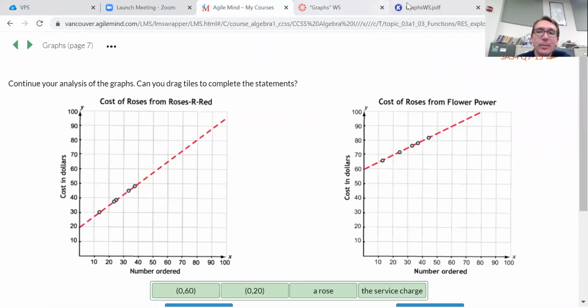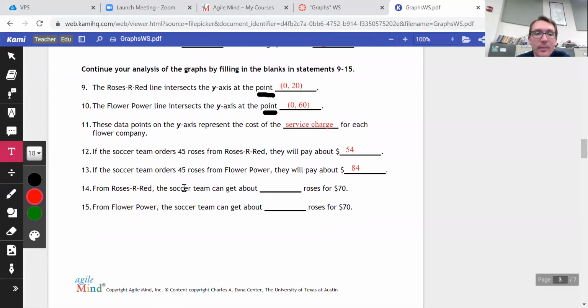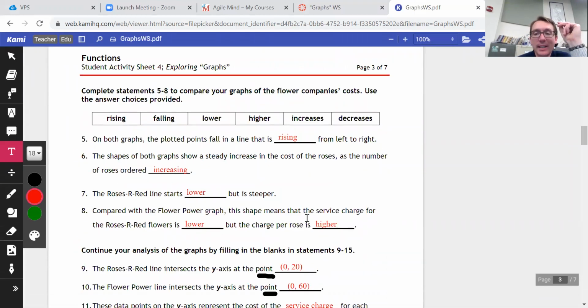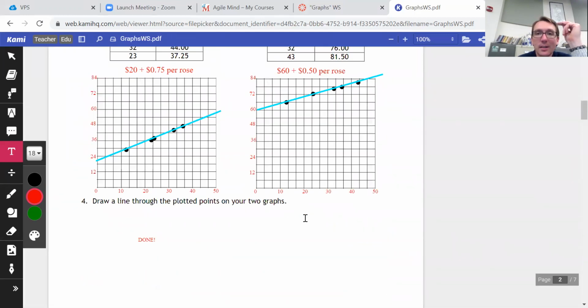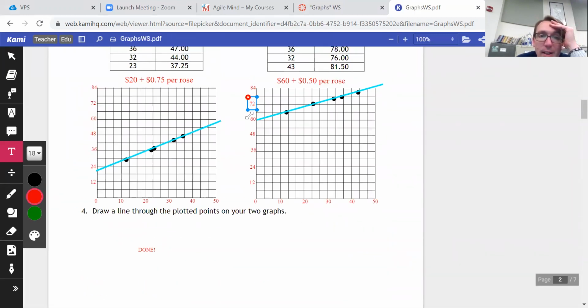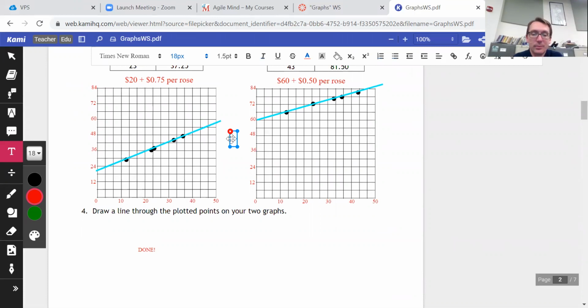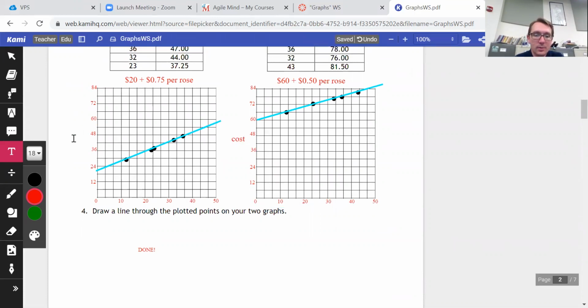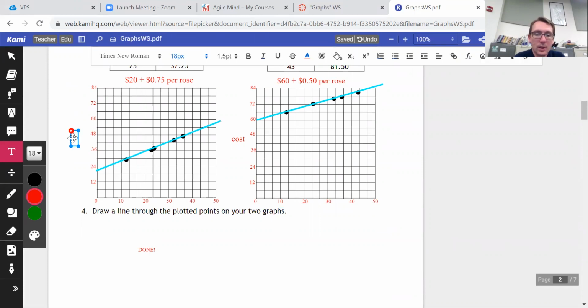All right, moving back to our assignment. For Roses Are Red, soccer team can get about what roses for $70? The flower power, how much they can get for $70. So let's look. $70. That's the cost right here, right? Oops, I forgot to write cost. Cost.